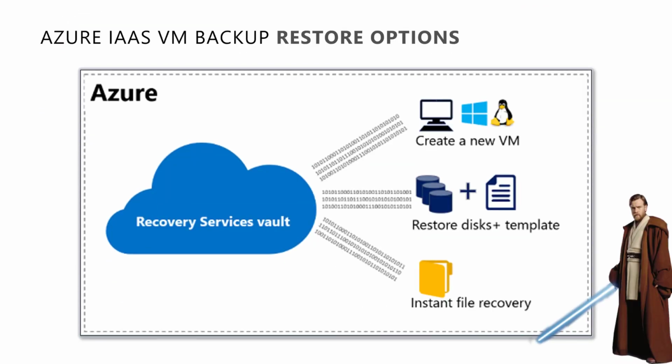You also have some different restore options. You have the option to create a new VM. You can specify the name, resource group, and even the virtual network and a storage account. Another option is to restore a disk. With this option, you can restore a specific disk, which you can use to replace the current disk. Know that this option is only available for managed disks. Another thing you can do with a restored disk is attach it to another VM.